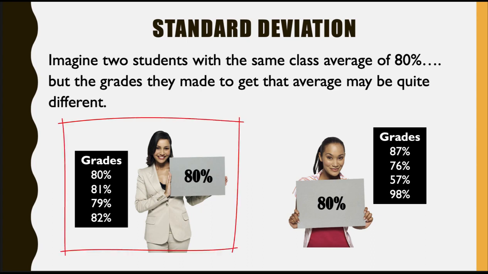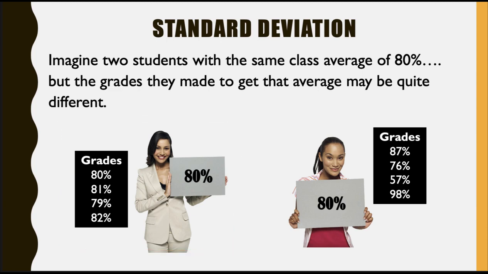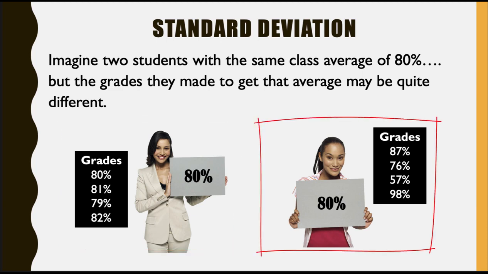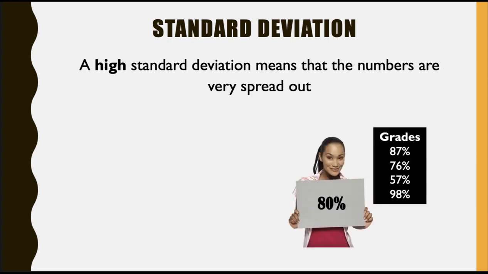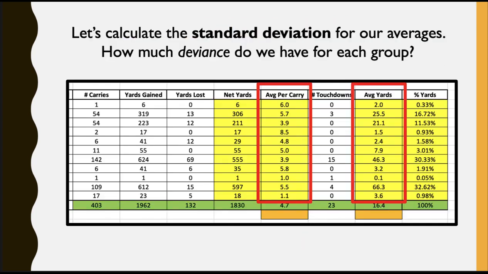Let's imagine that this girl on the left is very consistent, an 80, an 81, 79, 82, all really close, right? But we could also have this girl over here on the right who made an 87, a 76, a 57, and a 98. She is not nearly as consistent, but in the end, she has the same average. When we have a low standard deviation, that means that the numbers are all very close to the average, just like this girl. A high standard deviation means that the numbers are very spread out. So let's calculate the standard deviation for our averages.